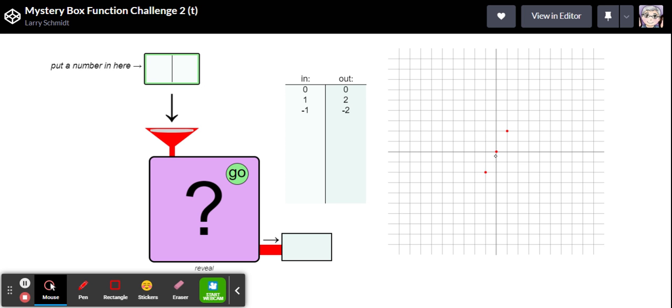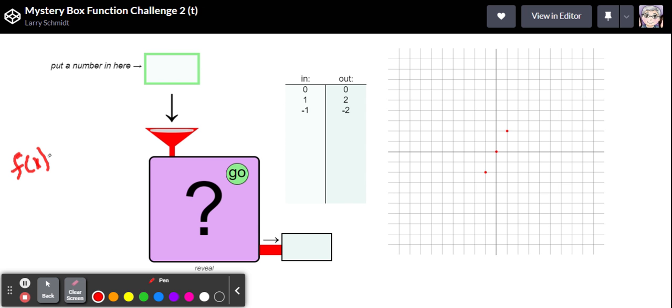And if we look at what we've got graphed so far, it does look like it's in the form of a line. The y-intercept would be at 0, and the slope looks like it goes up 2 and over 1. So if I had to guess right now, I would say this is probably the function f of x equals 2 times x. And that's the formula for that line, 2x plus 0, you could think of it as.